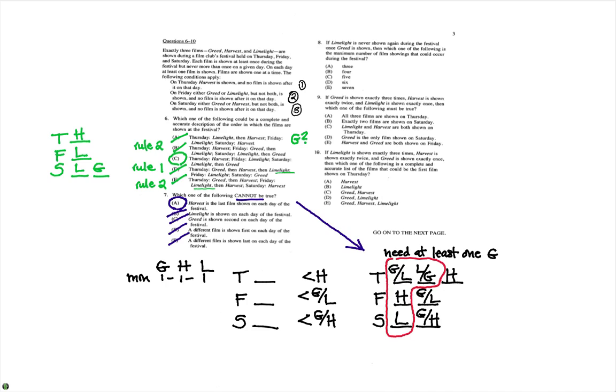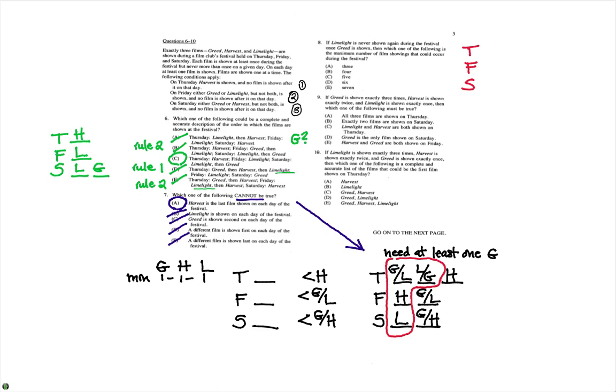Question 8. If limelight is never shown again during the festival once greed is shown, then which one of the following is the maximum number of film showings that could occur during the festival? Alright, so the key here is that we are trying to maximize. And if we're trying to maximize and they tell us that limelight can never show up again once greed is shown, we are going to hold off showing greed for as long as possible because again we're trying to maximize. And once greed shows up, I can't have limelight anymore.